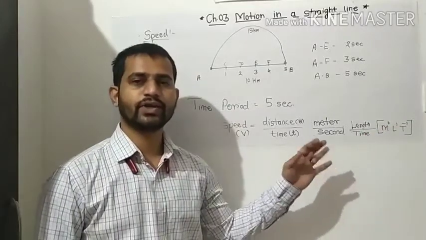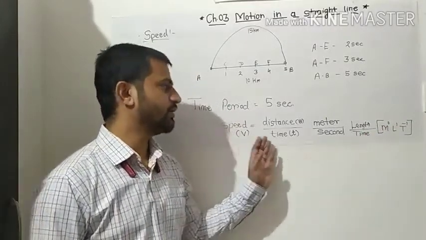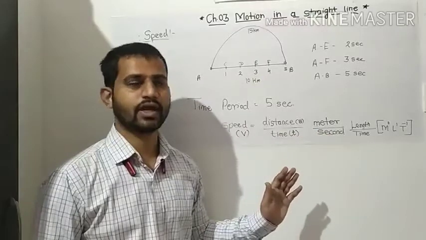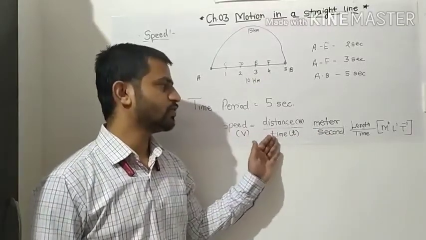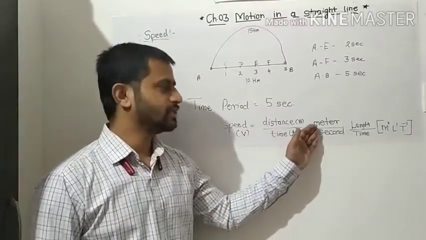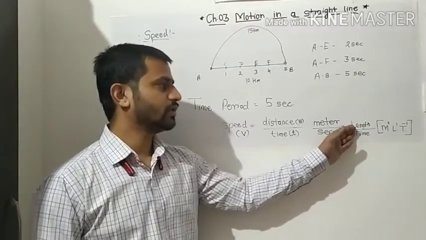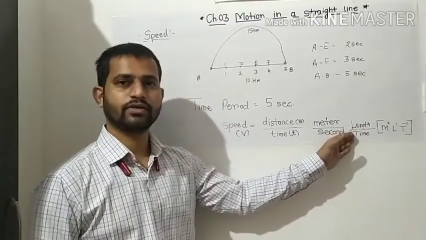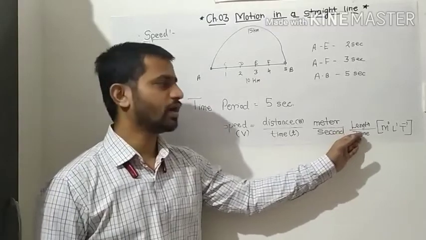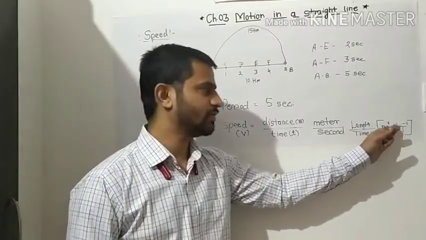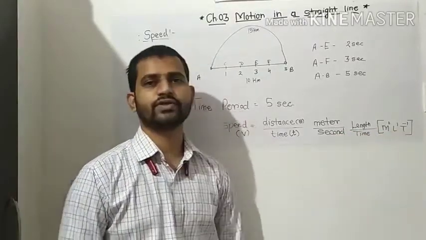So by this we can say that speed has all these specifications: the formula is distance upon time, the unit is meter per second, and the dimensional formula is length per time, which is given by M raised to 0, L raised to 1, T raised to minus 1.